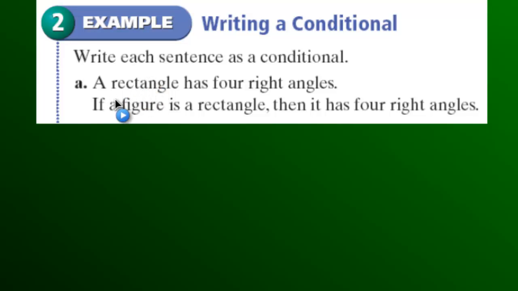So you'll notice we can't say if rectangle then has 4 right angles. Okay, if rectangle sounds a little halting, not English that we would say. So we need to add something in. So in this case we added if the figure is a rectangle, then it has 4 right angles. So you may need to add something in front here that describes what the item is in order to write it as an if-then statement.